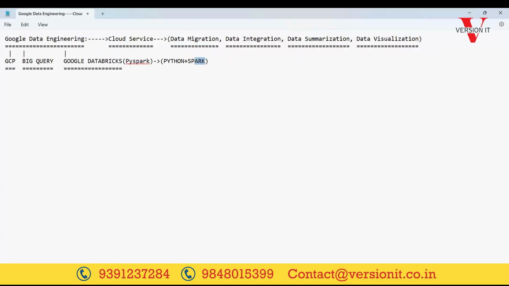Python plus Spark together is called what? PySpark. So we are going to use it on a language called PySpark. That's it.